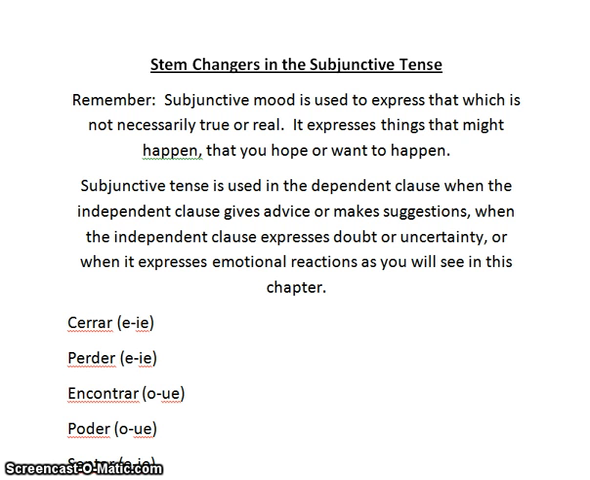Subjunctive tense is used in the dependent clause when the independent clause gives advice or makes suggestions, when the independent clause expresses doubt or uncertainty, or when it expresses emotional reactions, as you will see in this chapter.